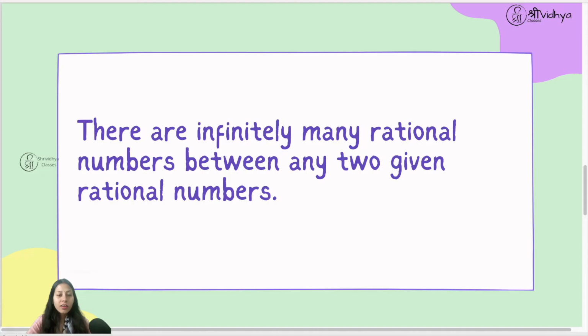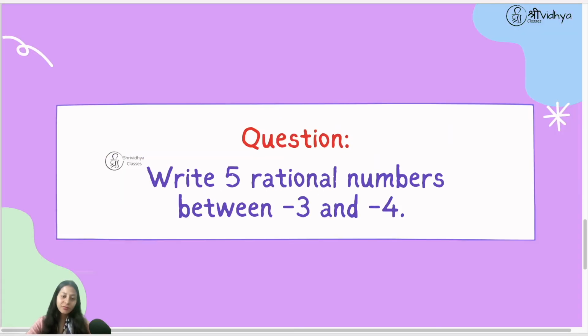All right. By solving the examples, you can conclude that between two rational numbers, you can write so many rational numbers. There are infinitely many rational numbers between any two given rational numbers. Now in the end, we have a question for you. Write 5 rational numbers between -3 and -4. You can send its answer in the comment box and then we will tell you whether your answer is right or wrong. We will also correct your answer and discuss it in the next video. But do write in the comment box.